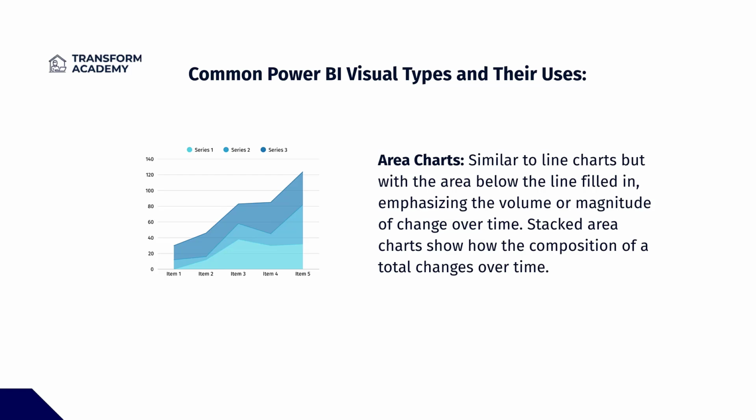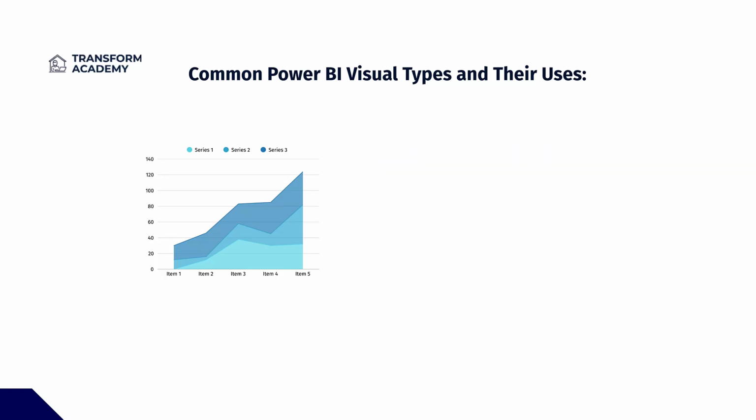Area chart. Similar to line charts, but with the area below the line filled in, emphasizing the volume or magnitude of change over time. Stacked area charts show how the composition of a total changes over time.